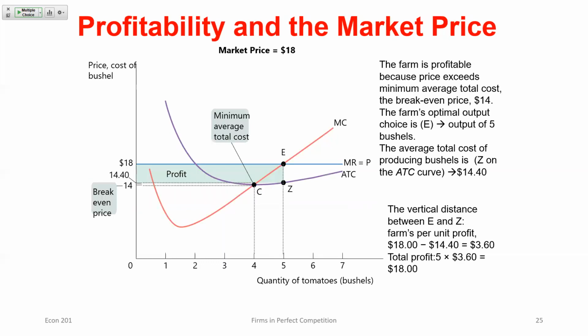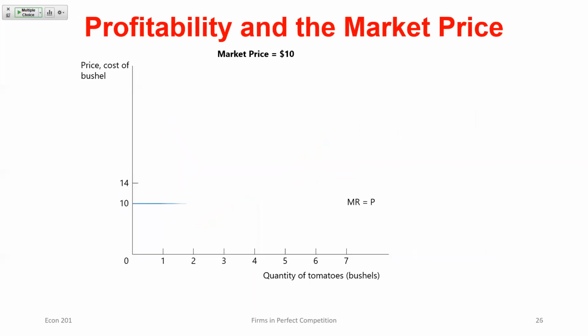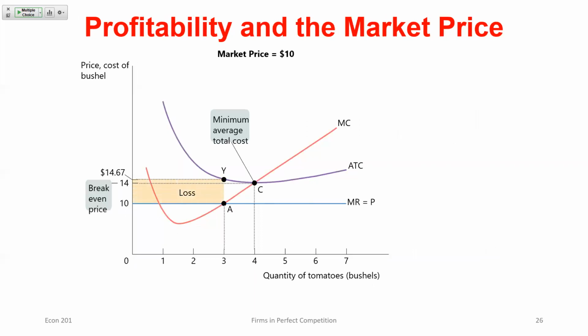When I had a price above that break-even price of $14, that led to positive economic profits. So anytime I have a price above that minimum point of my average total cost curve, I know I'll have positive profits. Any price below that minimum point on the average total cost curve, I know will result in negative profits. Okay.